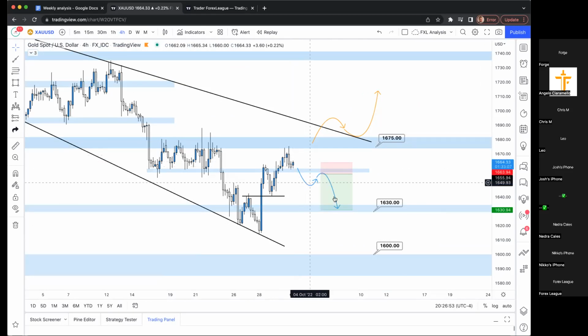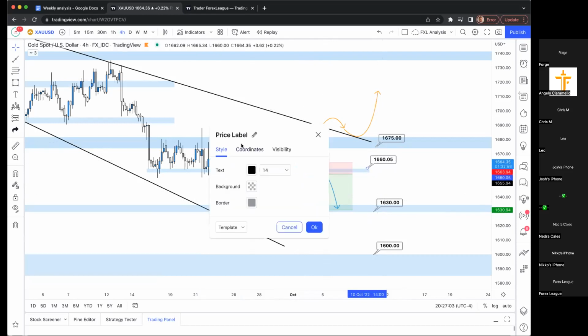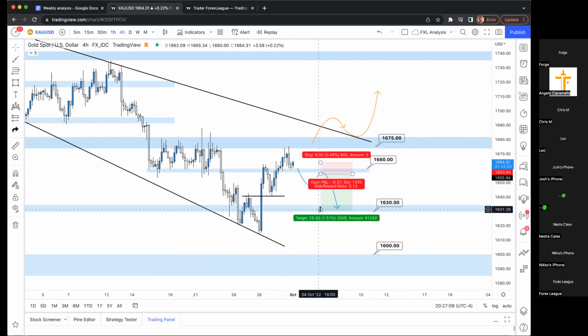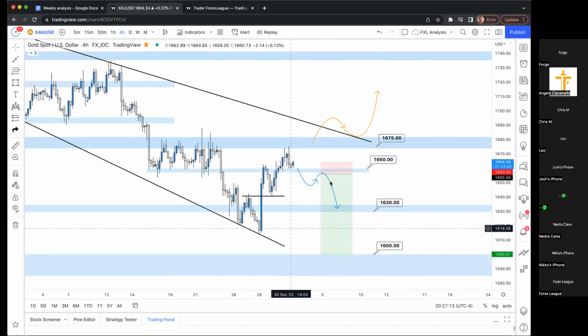So we've marked up a trade here. Price action could reverse. Then we're looking for lower highs below this level here. I'll go ahead and put a label on it so you guys know what level it is. 1660. If we see a lower high below this, I will feel confident in shorting. First target would be 1630, followed by a new low down at 1600. Okay, so pretty good.